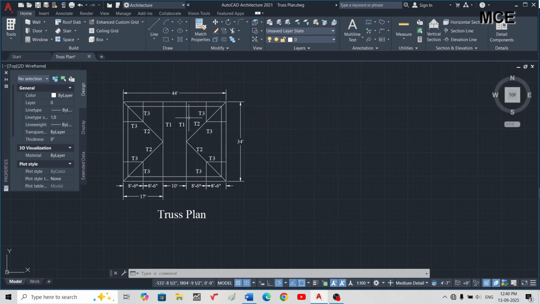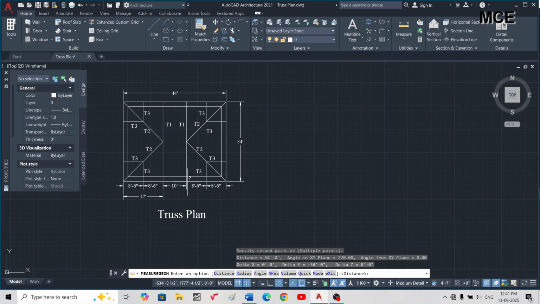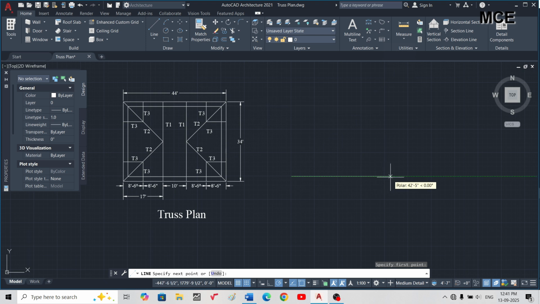So truss 1, you can see the length of truss 1 is 34 feet. Truss 1 is measured from this point up to this point. So the length of the bottom chord for truss 1 will be 34 feet. Let's draw a line equal to 34 feet on the plan. So this is the bottom chord of my truss T1.